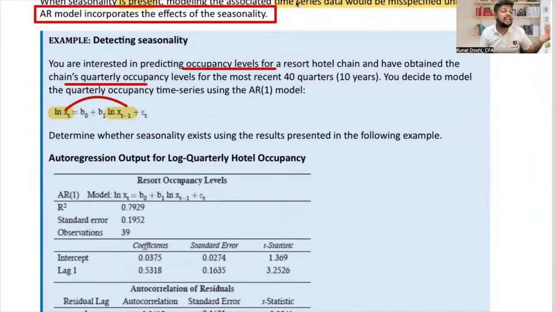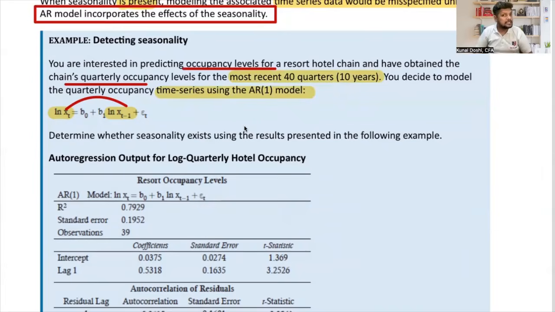So it might not be related to Q3, but it might be related to Q4 of last year. Okay. Yes. Now, for the most recent 40 quarters, which means 10 years of data, you decide to model the quarterly occupancy time series using an AR1 model. So we went back only one lag, right?